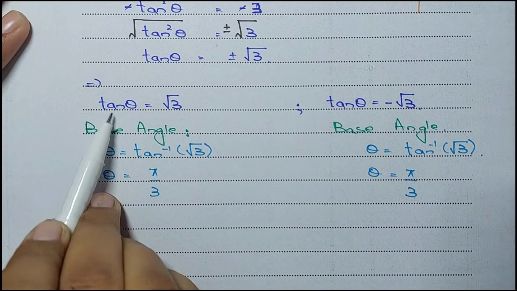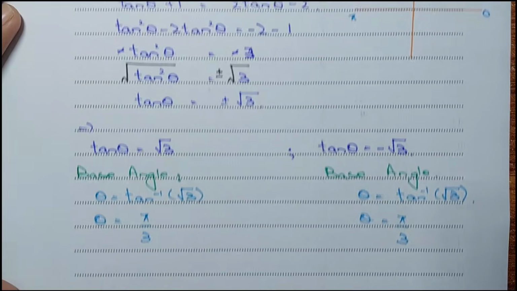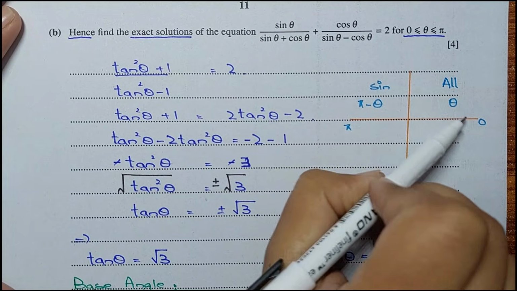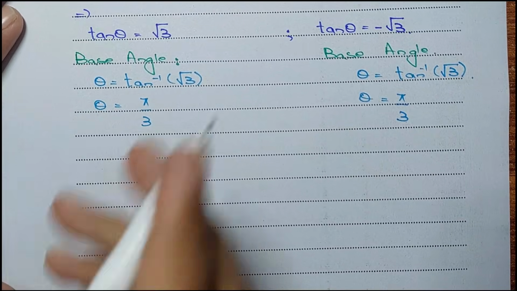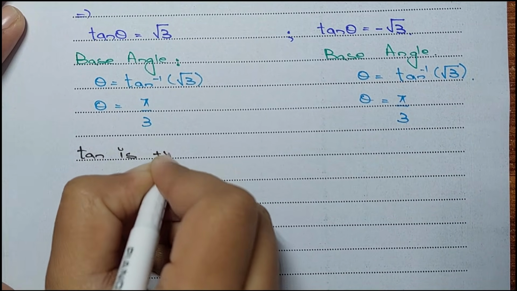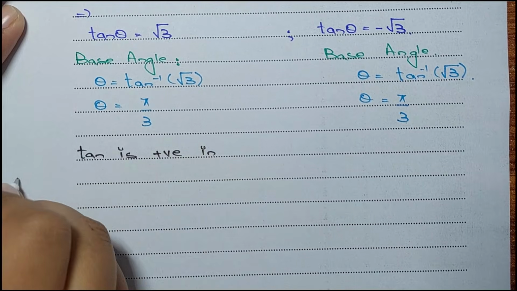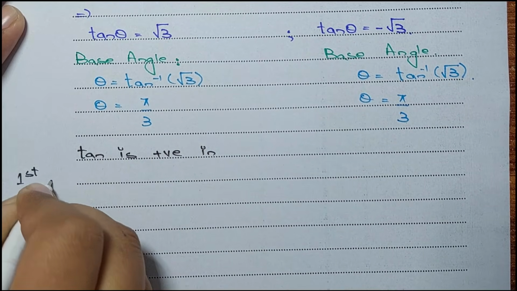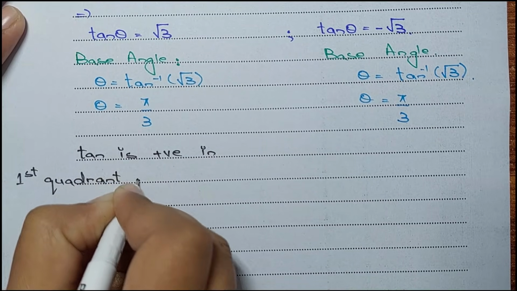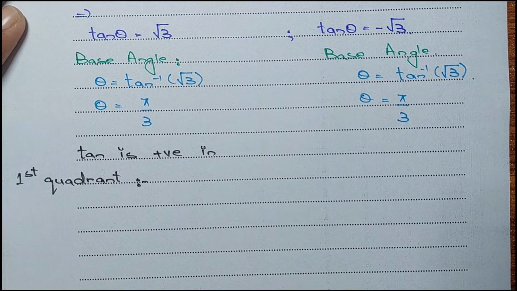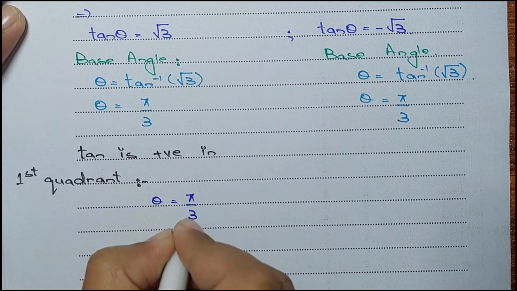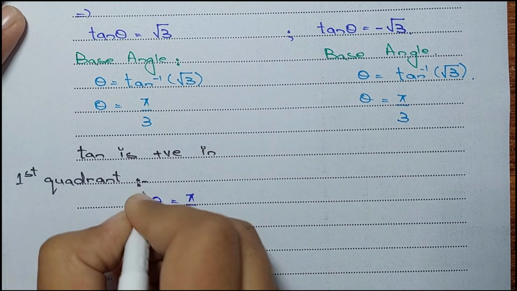Alright. This equation tells us that tangent is positive. According to the given domain of values of theta, tangent is positive only in the first quadrant. So what is the value of theta in the first quadrant? The theta value is your base angle. So theta is pi by 3. This is one of the solutions.